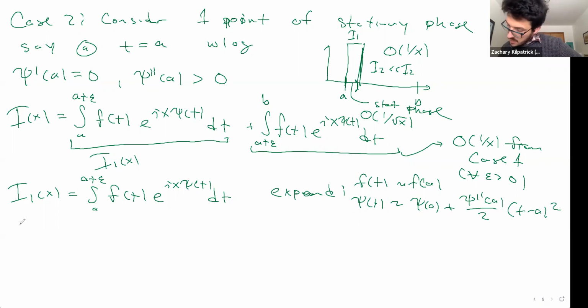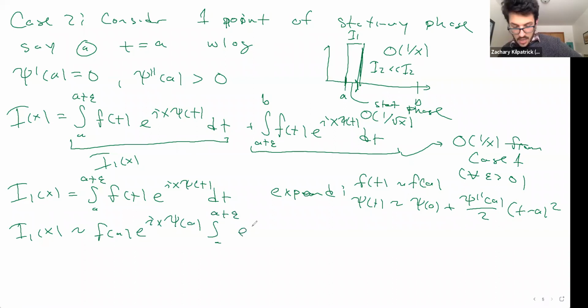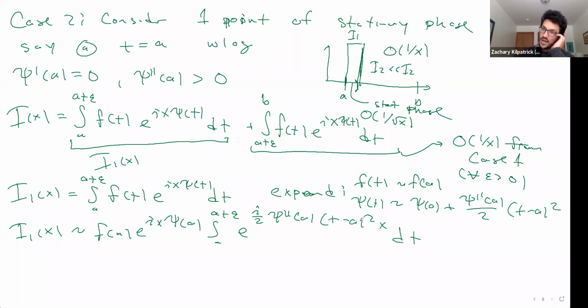Moreover, you can change variables after this, but I'm just going to write out now this leading order approximation. So we have f of a e to the i x psi of a integral from a to a plus epsilon e to the i over 2 psi prime prime of a times t minus a squared times x dt. Okay. Now, if you look at that integral, it's not so much different than the one we did a couple pages ago, right? It's a complex exponential with a quadratic term in it.